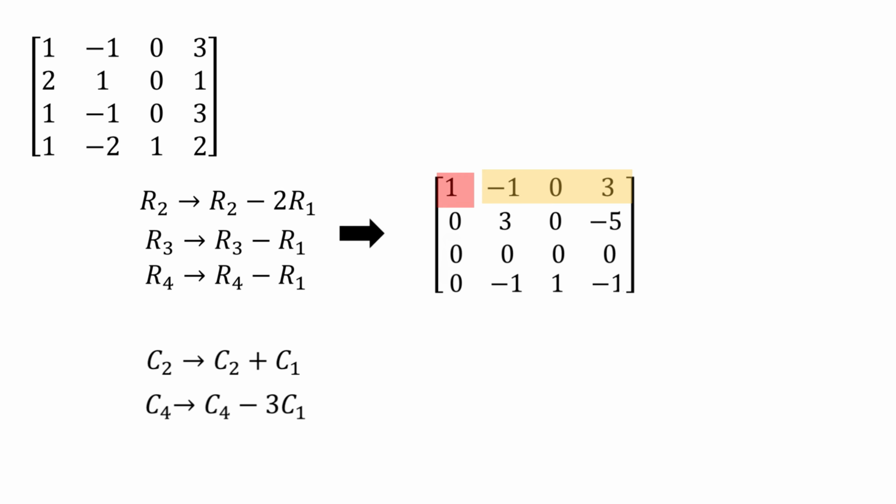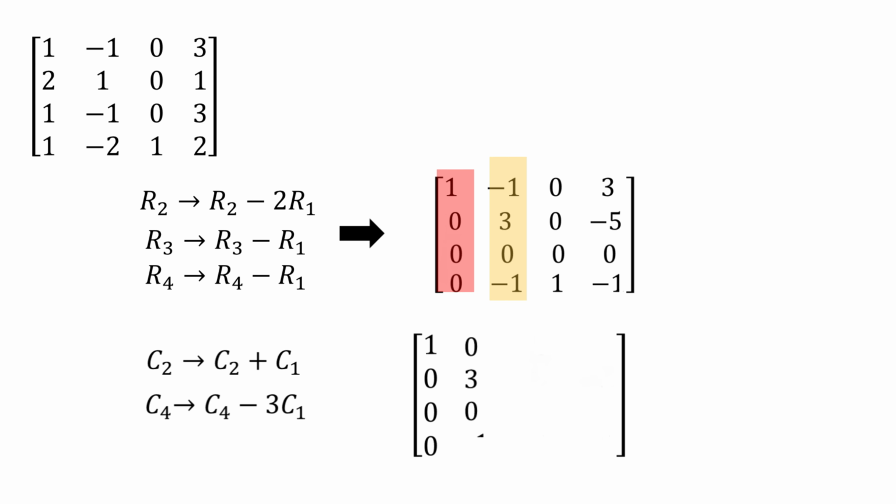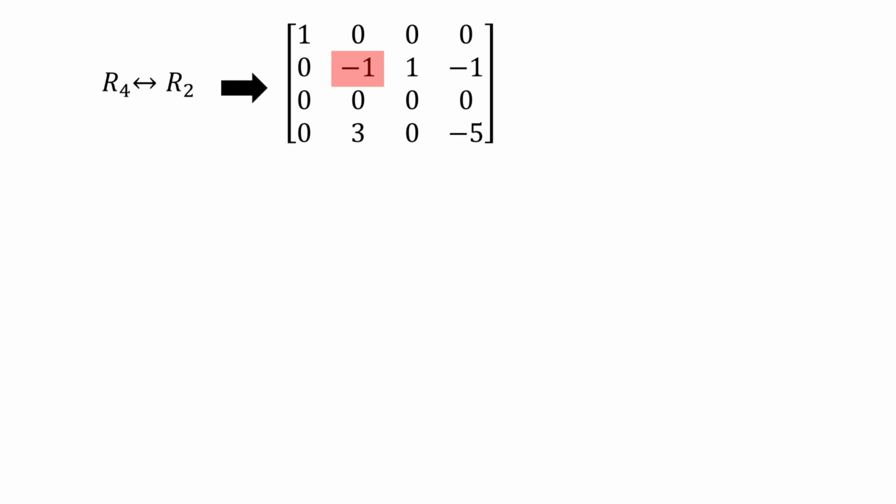So the first column will be written as it is. For the second column, we get minus 1 plus 1, 3 plus 0, 0 plus 0, minus 1 plus 0. Again, the third column will be written as it is. For the fourth column, we get 3 minus 3, minus 5 minus 0, 0 minus 0, minus 1 minus 0. Our next aim is to make this element as 1. So for that, we can interchange R2 with R4. This element can easily be made as 1 by changing R2 as R2 divided by minus 1.